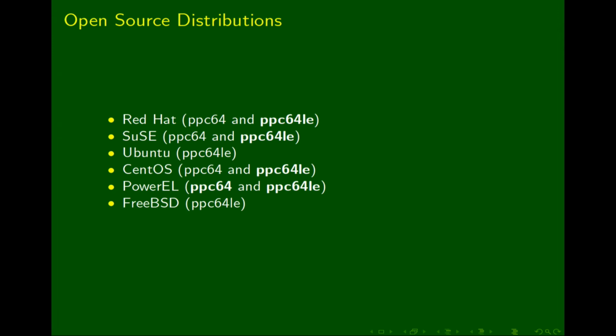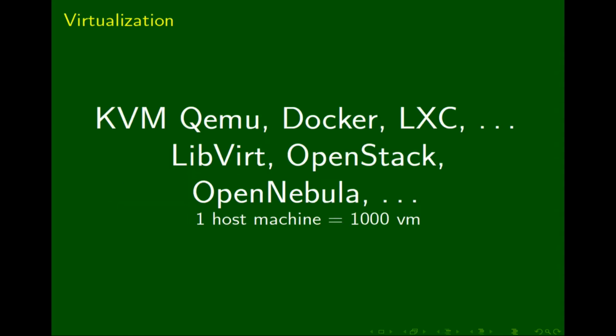There's a lot of open source software around this. So Red Hat, of course, is the most commonly known. SUSE was one of the older distributions supported. Ubuntu, CentOS has one. FreeBSD for the Unix people. You have KVM and QEMU. Docker even runs on it. Podman, if you are a little bit more newer.